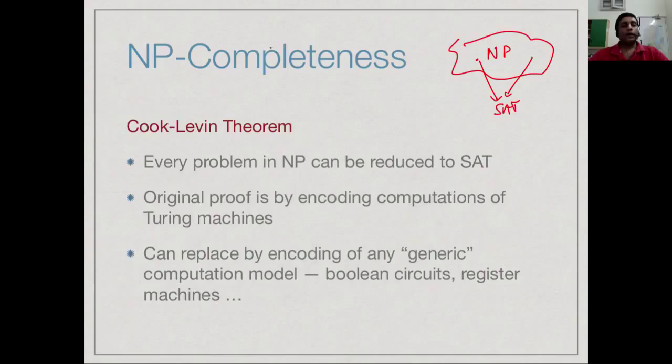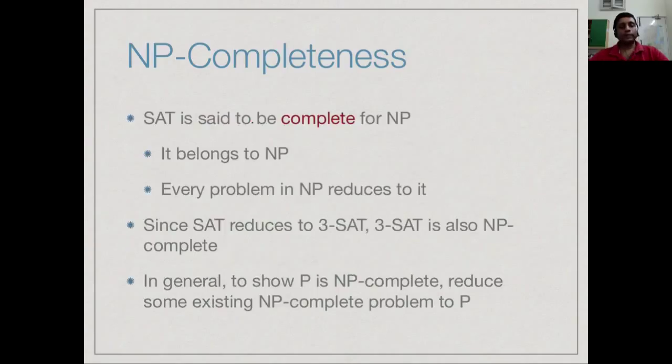Okay. So this gives us a notion of completeness. We say that SAT is complete because it belongs to NP and every problem in NP reduces to it. This is the definition of NP completeness. A problem is NP complete if, first of all, it has a checking algorithm, an efficient checking algorithm, so it belongs to NP. And in addition, every problem in NP reduces to it via polynomial time reduction.